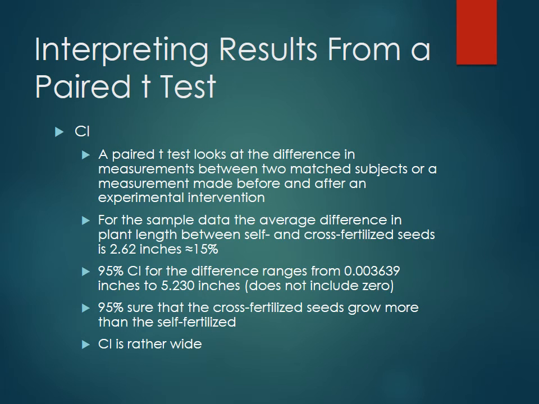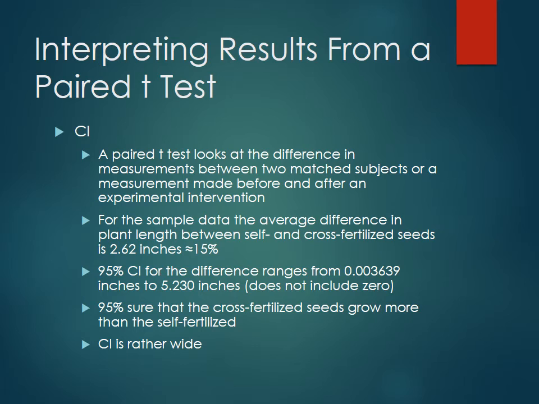Looking at the confidence interval, a paired t-test looks at the difference in measurements between the two matched subjects, or measurements made before and after an experimental intervention, whatever it happens to be. In this case, the sample data showed that the difference between the self and the cross-fertilized seeds was 2.62 inches, roughly 15%. And the confidence interval ranged anywhere between 0.003 inches all the way up to 5.23 inches.